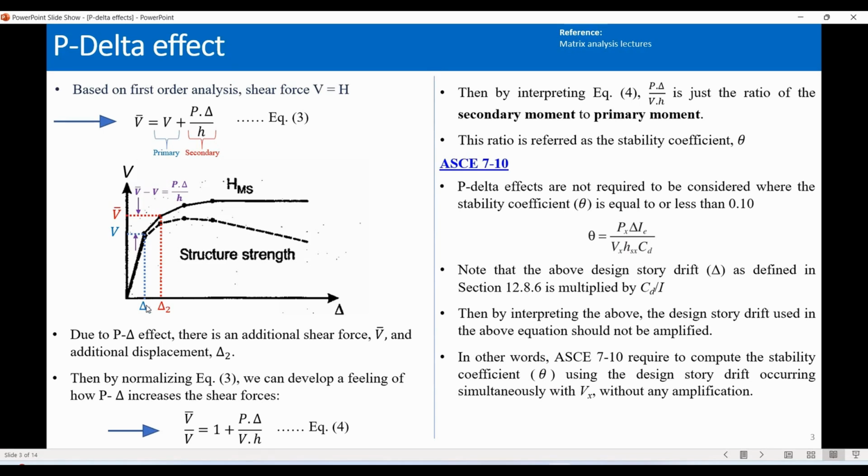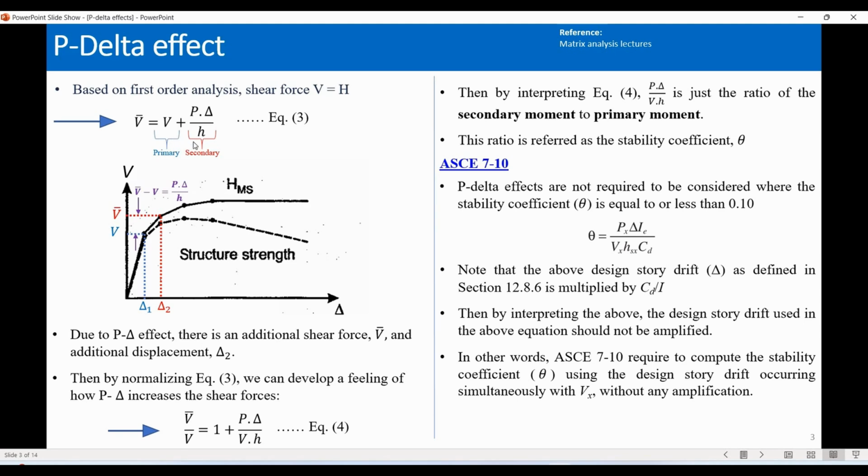analysis will result in this displacement denoted by delta 1, while when we include the P delta effect, we will have additional shear force inside the system, and it will result in a higher displacement when we compare it to the first one. Hence, the P delta effect will induce additional shear forces and additional displacement.